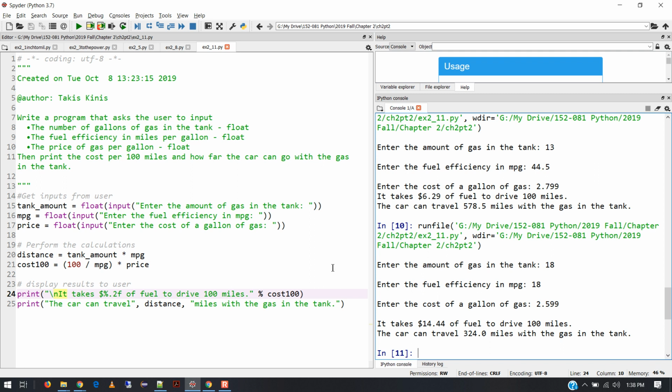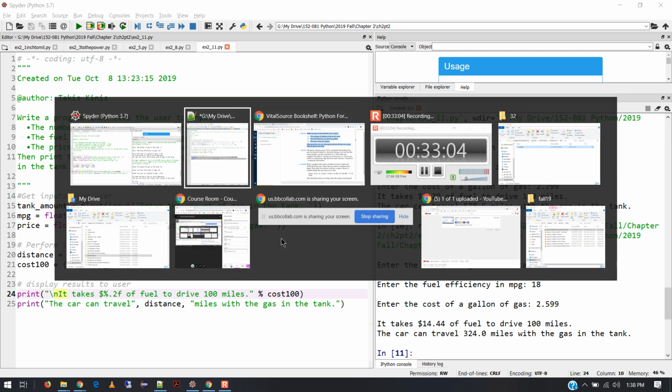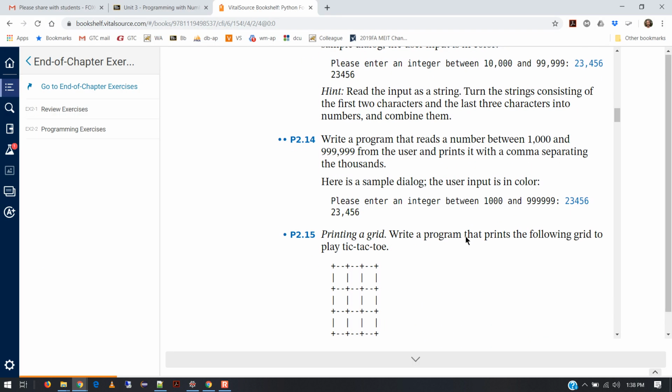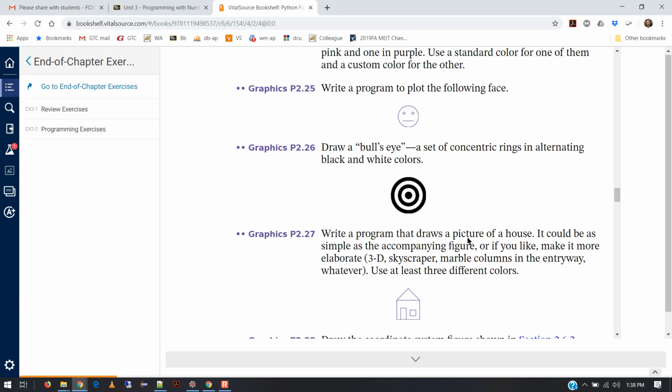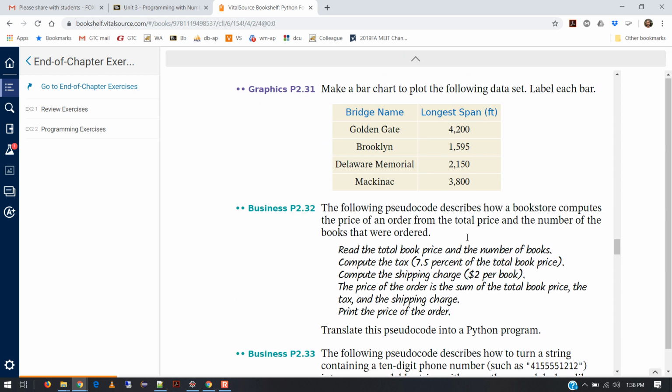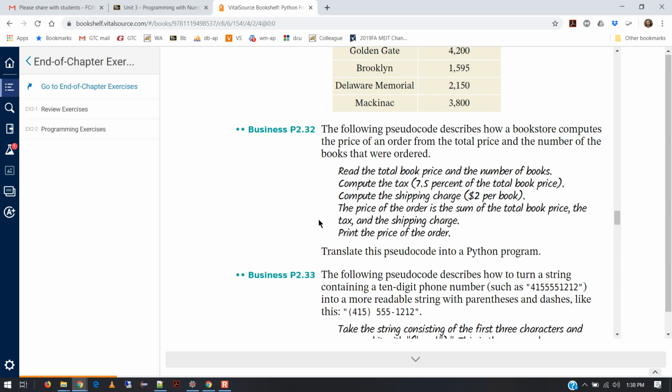All right. So that was exercise 211. Let's move on to the next one. And that was 32, correct? And that was down in the business section. And I chose this one on purpose because this one had a little pseudocode with it. And I thought that was kind of maybe a good review.